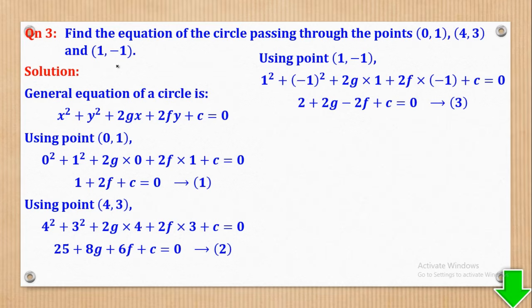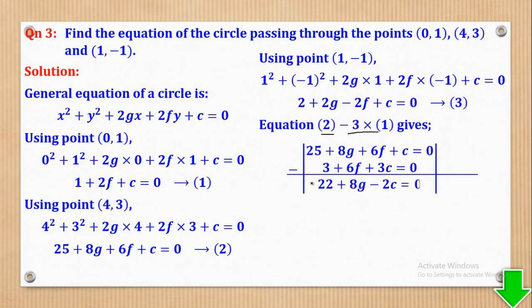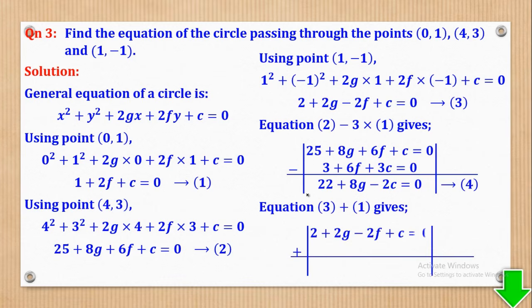So we have 3 equations and 3 unknowns, solve them simultaneously. Equation 2 minus 3 times equation 1 will give me that as equation 4. Then equation 3 plus equation 1 will give me that, and that will be equation 5. Now equation 5 and equation 4, there are two equations and two unknowns, therefore I also have to solve them simultaneously.